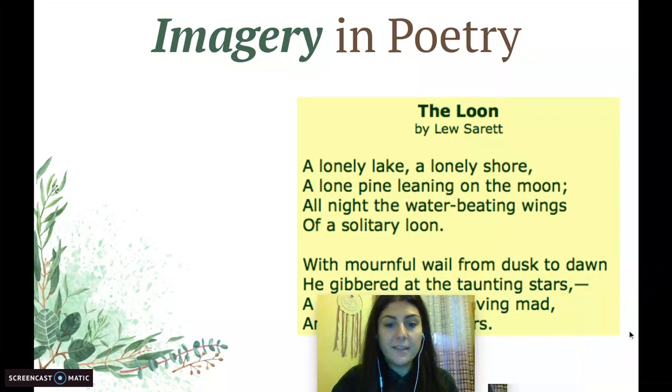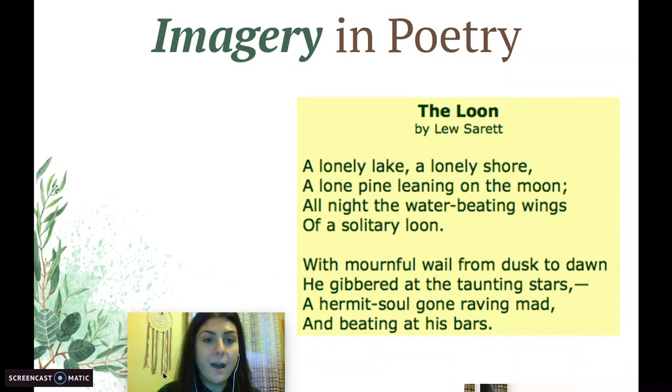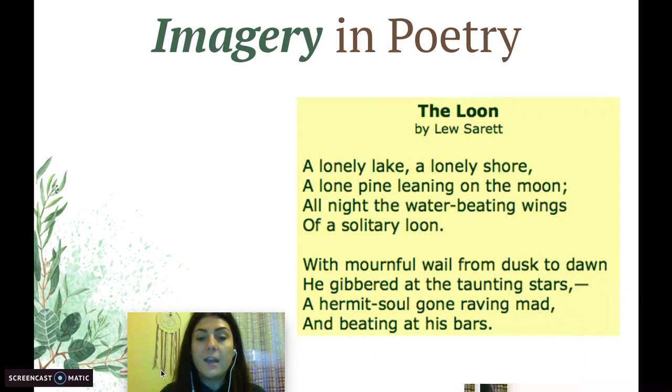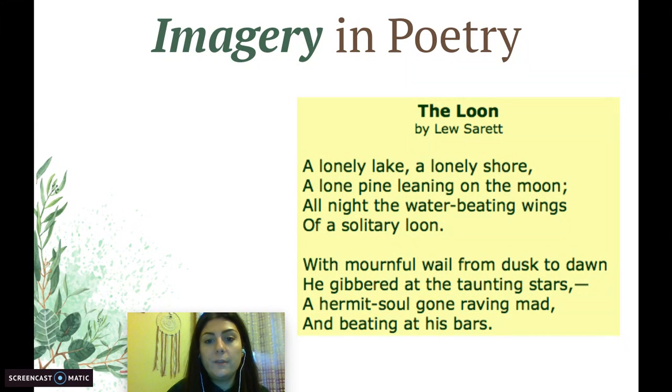All right, so here's another really good example of how imagery can be used in poetry. So this is The Loon. Again, I will read this out loud and then we'll talk a little bit more about how imagery plays a role in this.